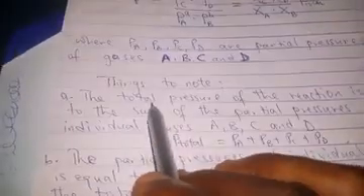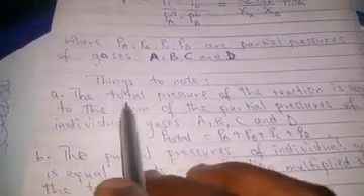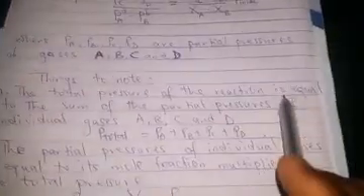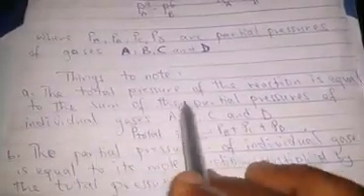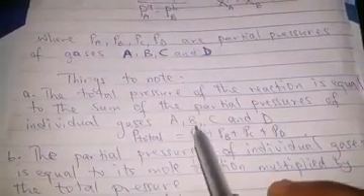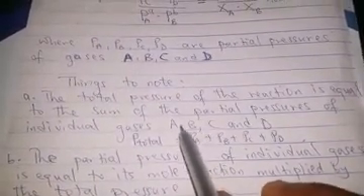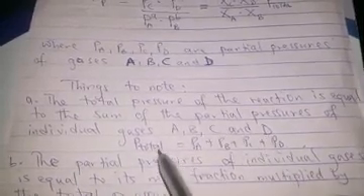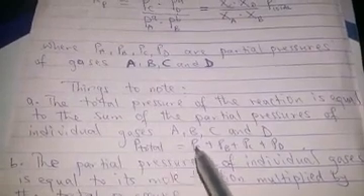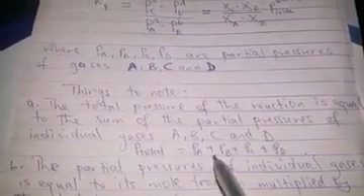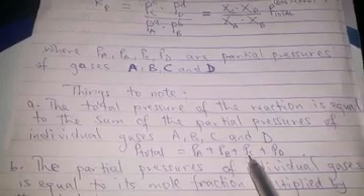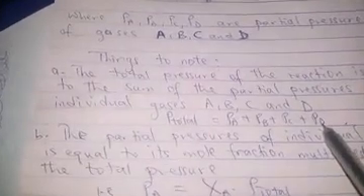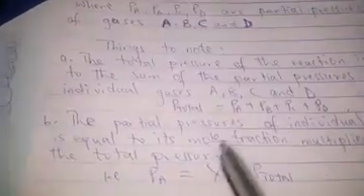Now, there are things to note. The first thing to note is that the total pressure of a reaction is equal to the sum of the partial pressures of the individual gases. So in the example above, we have gases A, B, C, and D, and the total pressure of the system will be the partial pressure of A, plus the partial pressure of B, plus the partial pressure of C, plus the partial pressure of D. Of course, you know that's according to Dalton's law of partial pressures.